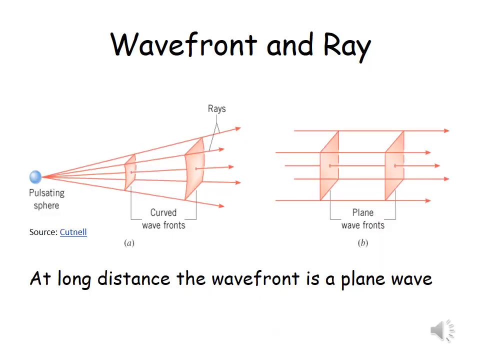The propagation of light from the light source can be modeled in terms of wavefront. At a long distance, the wavefront is assumed to be a plane wave, where the trajectory of rays is parallel with each other. This assumption will help us in solving the image formation of mirror and lens by using a simple geometrical model.